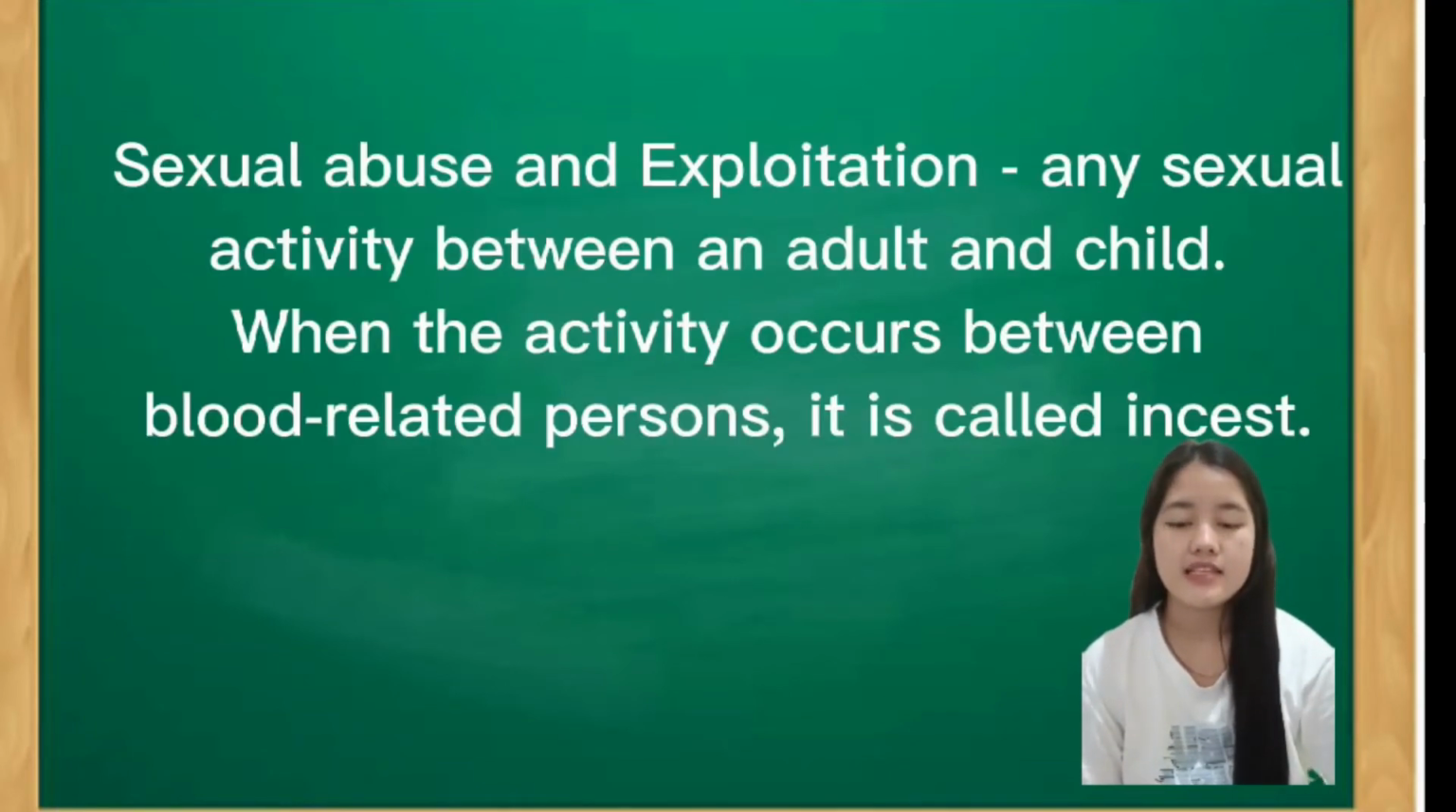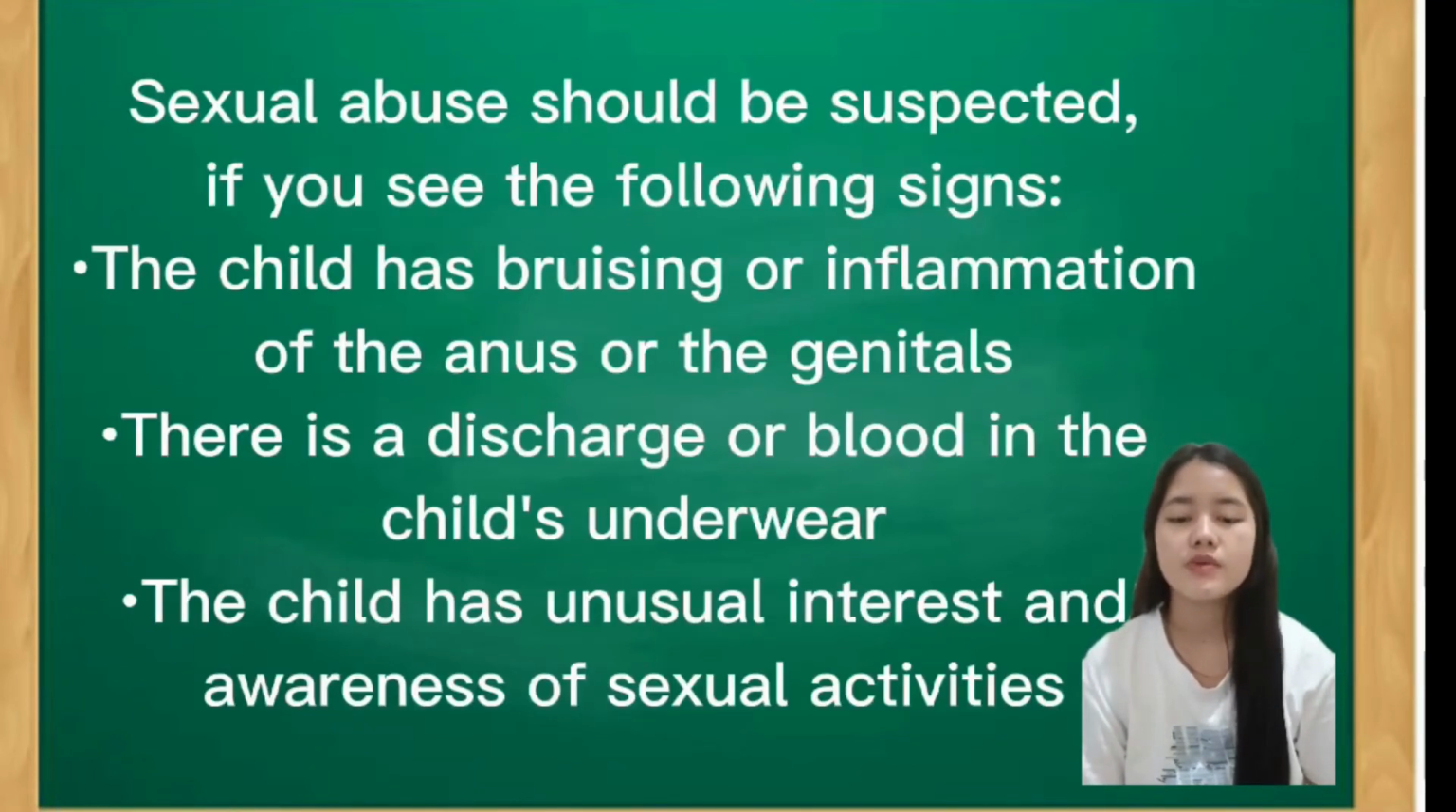And then the next abuse is sexual abuse and exploitation. Any sexual activity between an adult and child, when the activity occurs between blood-related persons, is called incest. Included in sexual abuse is the use of children for making pornographic pictures or films. Sexual abuse can remain hidden for a long time. It should be suspected, though, if you see the following signs.